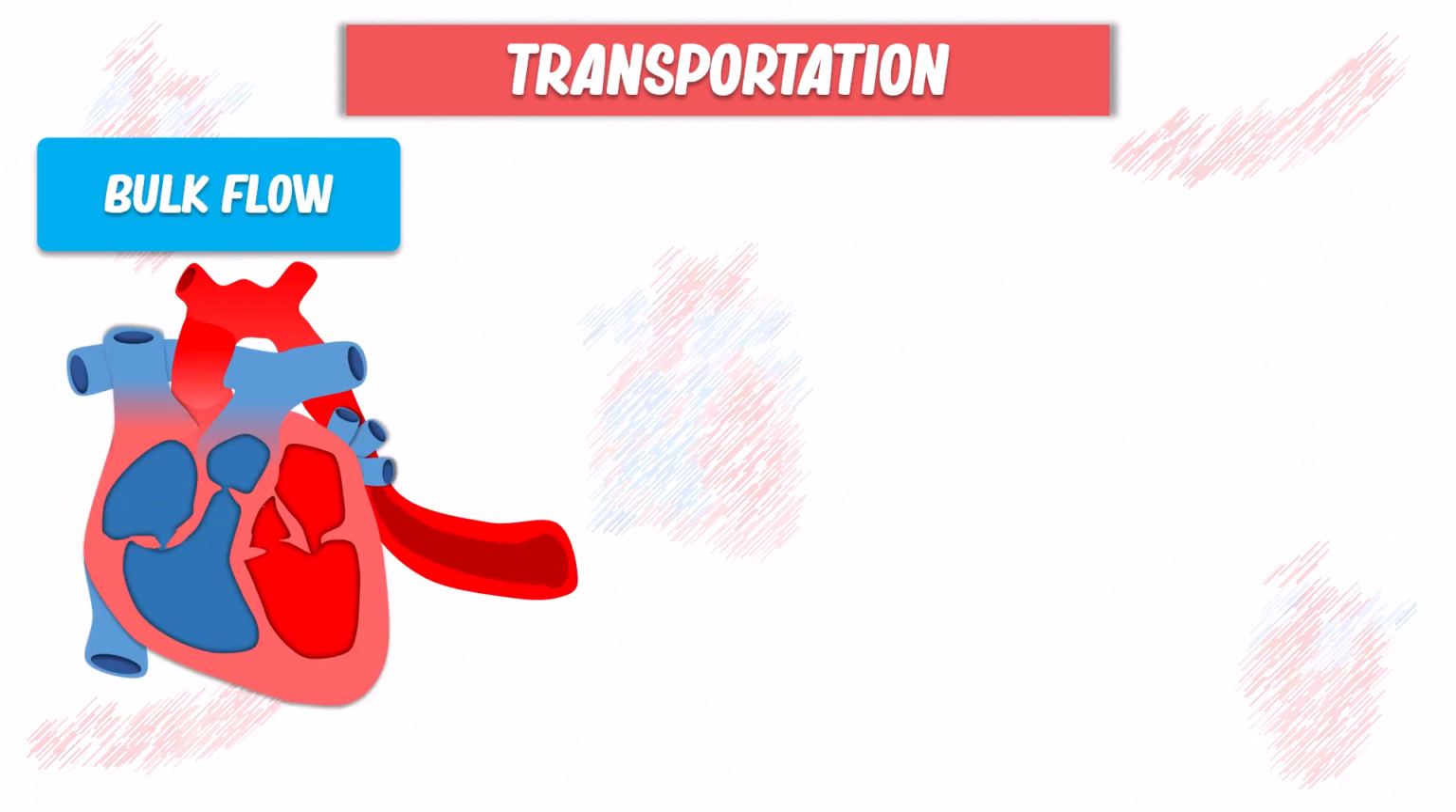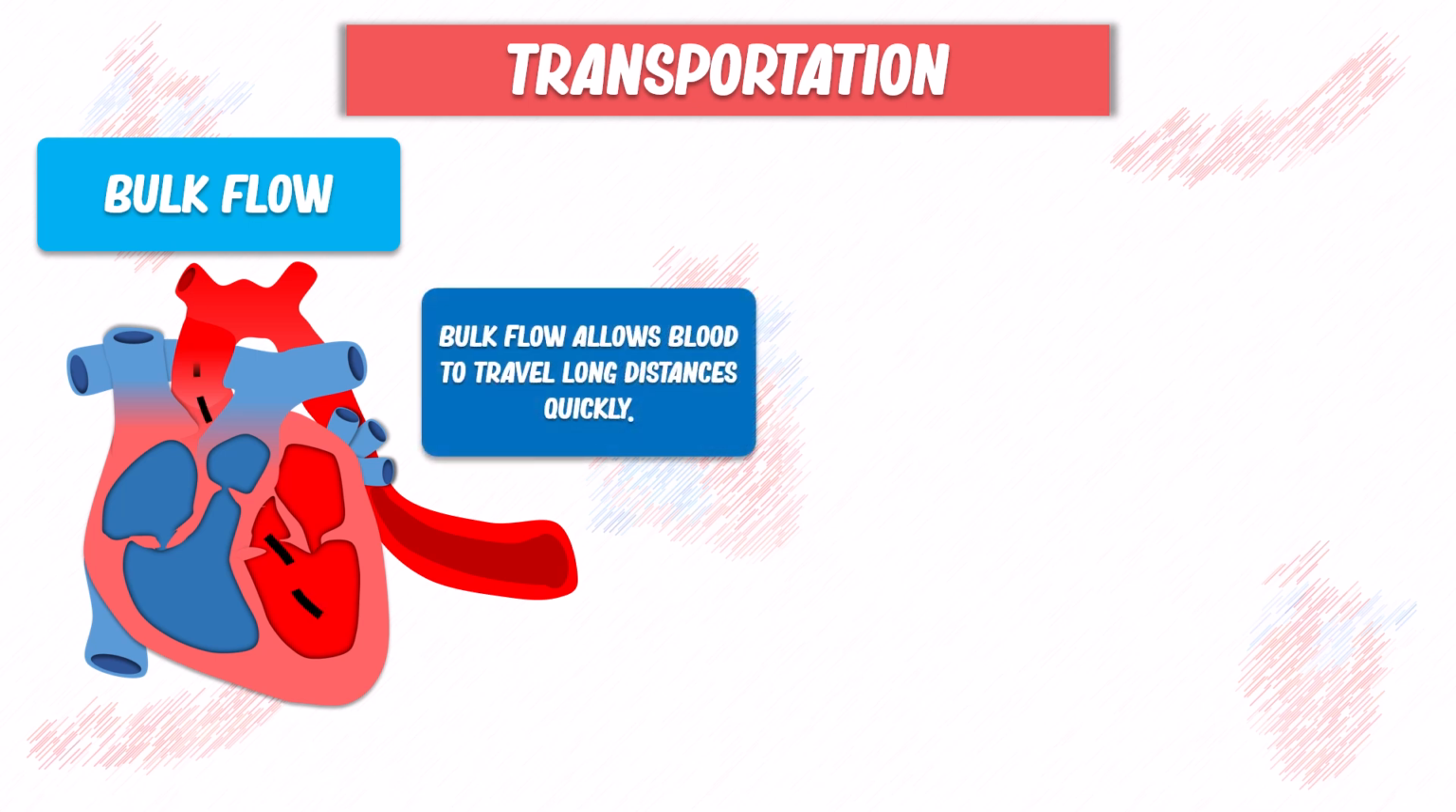For this entire system to work, two types of transport occur: bulk flow and diffusion. During heart contraction, known as systole, the generated pressure propels blood rapidly over long distances through the blood vessels. Within 10 seconds, blood can reach even the farthest regions, such as the head and limbs. This is called bulk flow.